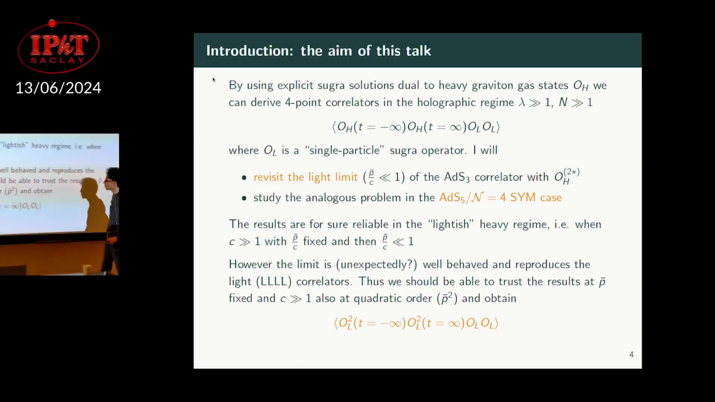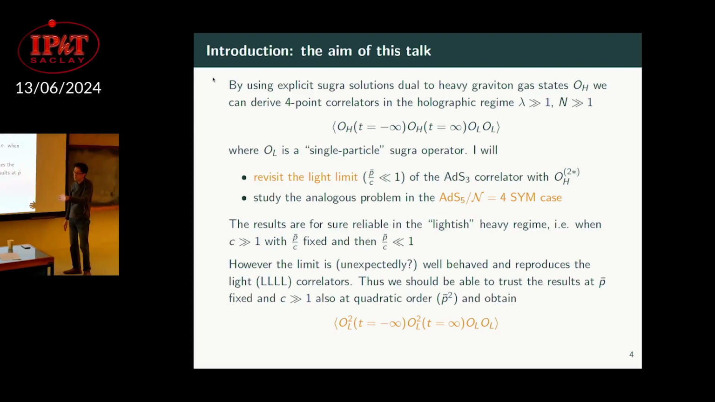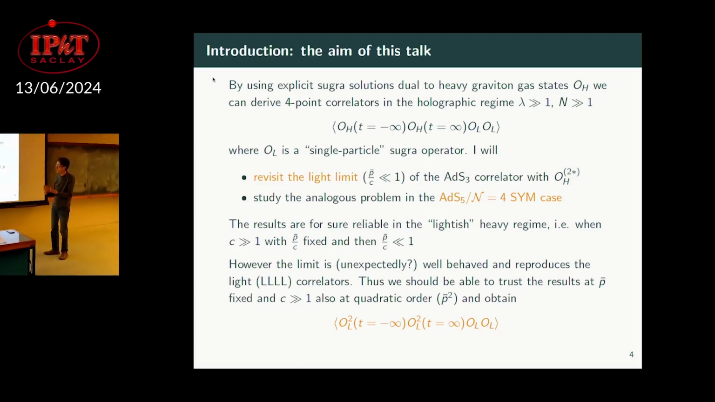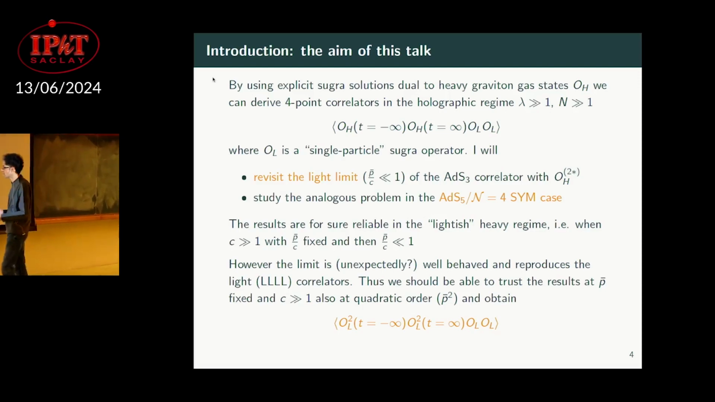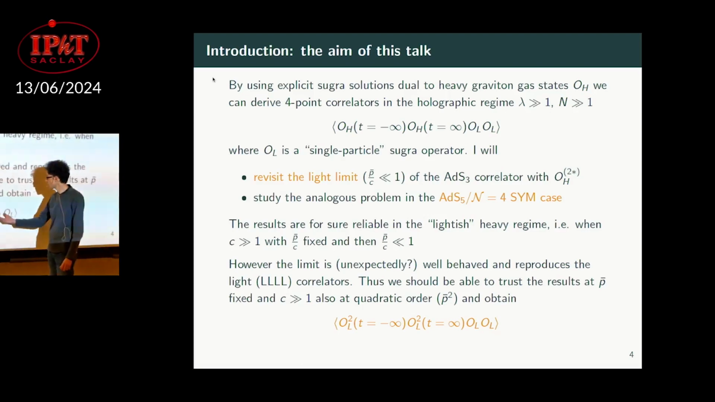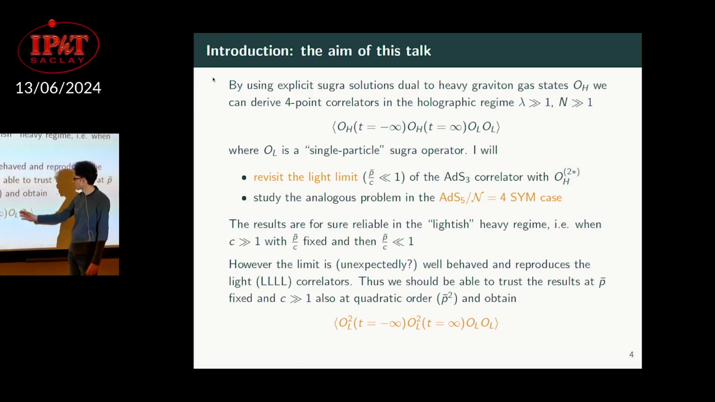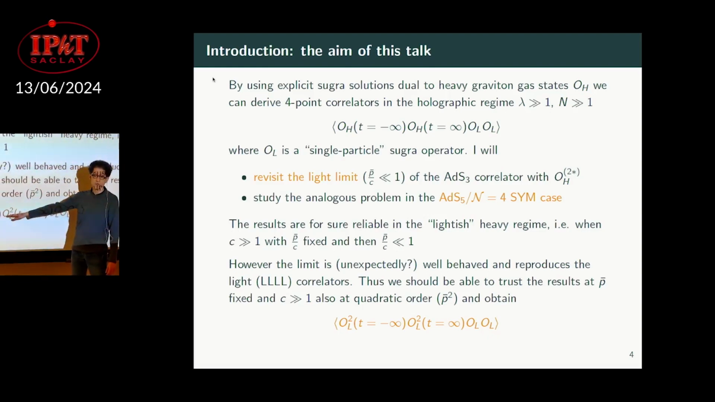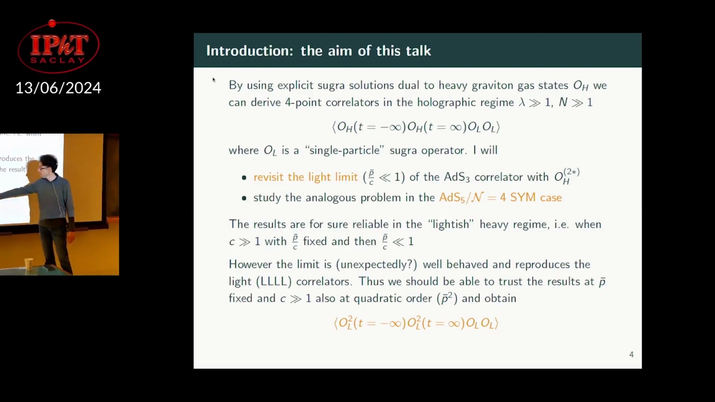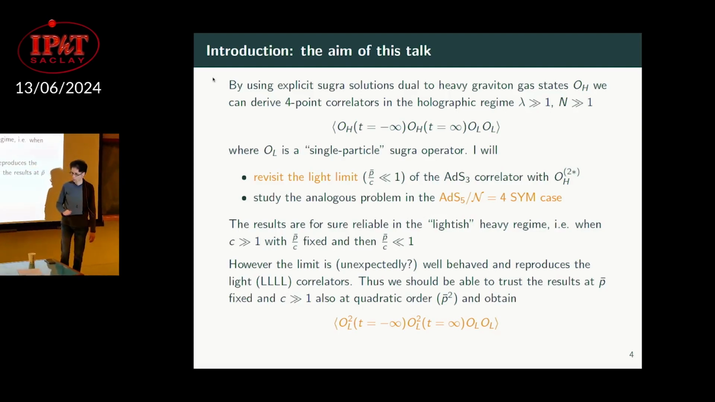And so you can use this to build new information, to calculate something that has not been calculated before, which are correlators between a single particle state and a light multi-particle state. So I would like to show some of this work in progress, just to show where we are at that point.